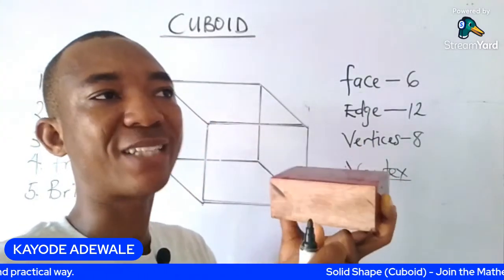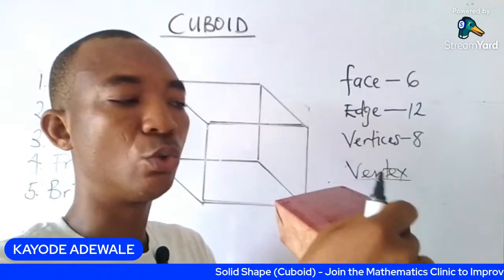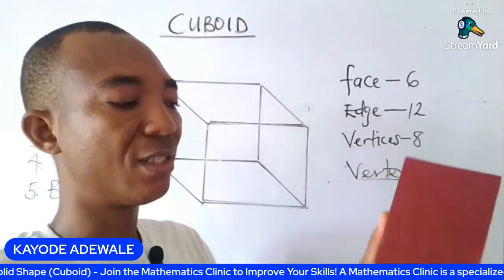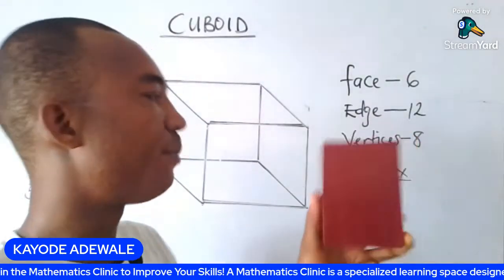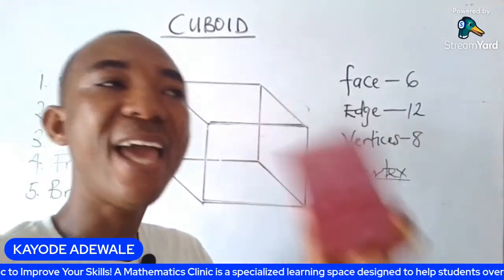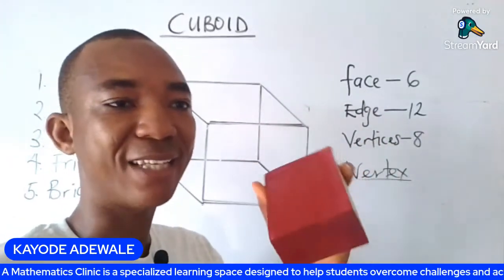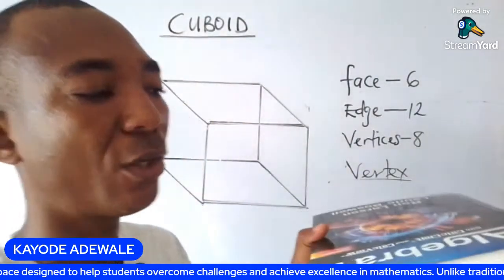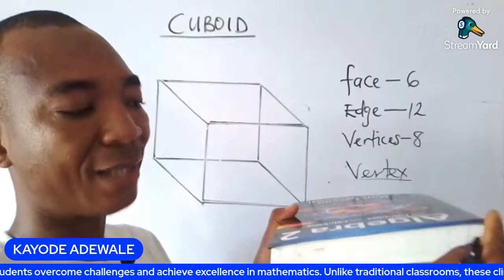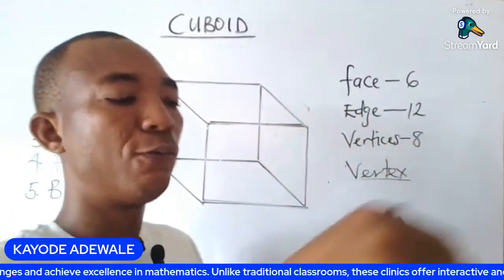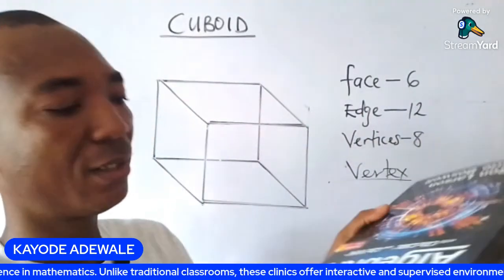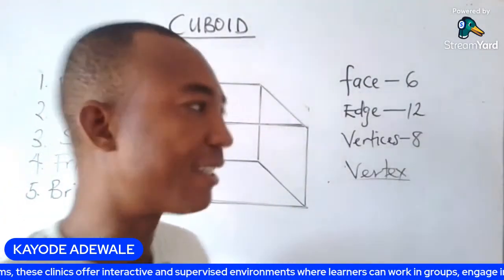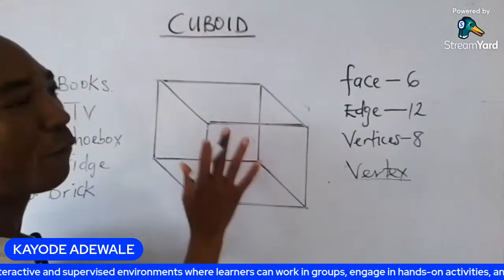So can we count the number of vertices on a cuboid? 1, 2, 3, 4, 5, 6, 7, and 8. So it means a cuboid has 8 vertices. Can we check on our textbook? Okay. 1, 2, 3, 4, 5, 6, 7, and 8. So a cuboid has 8 vertices. And of course, this is a rough sketch of a cuboid.